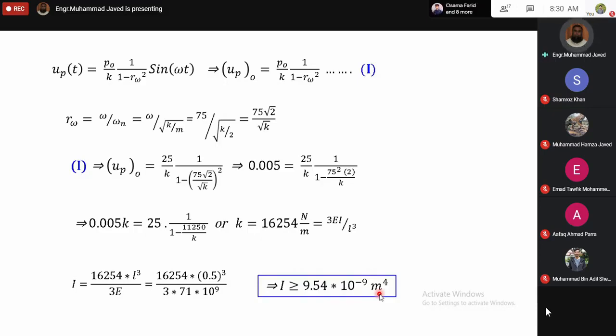Since the tube is hollow and neither thickness is given nor any inner or outer diameter is given, we cannot proceed further. And here our problem will end. If you have any questions, you can ask.